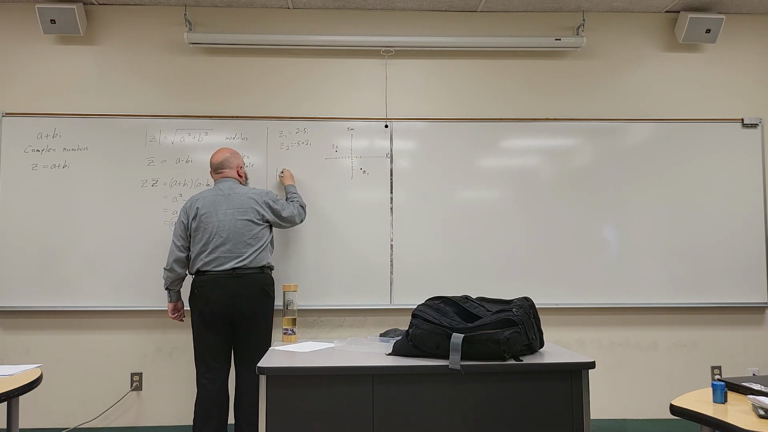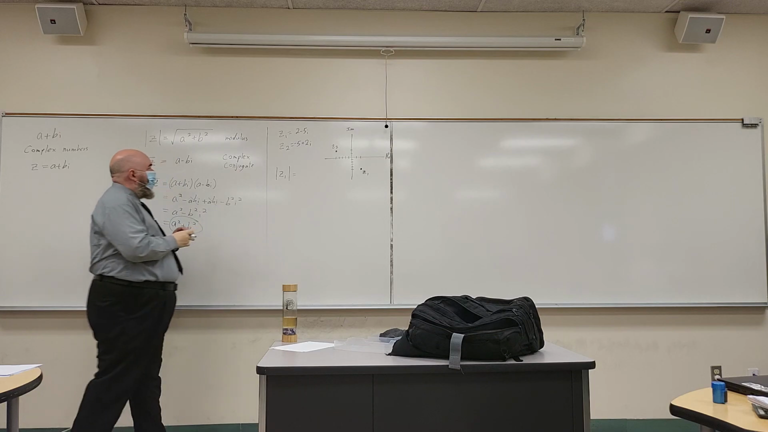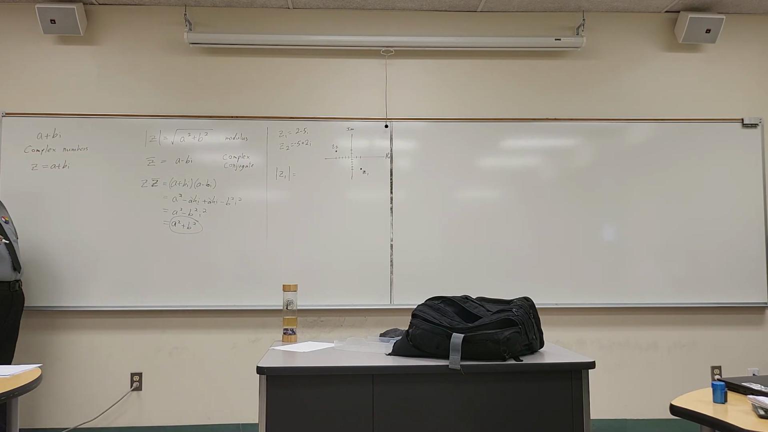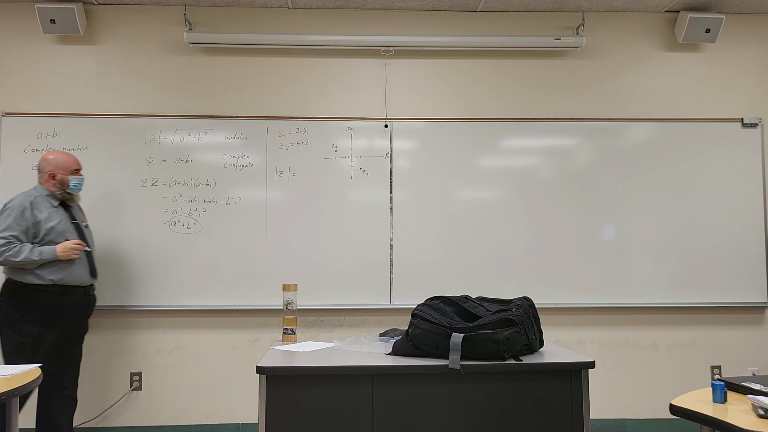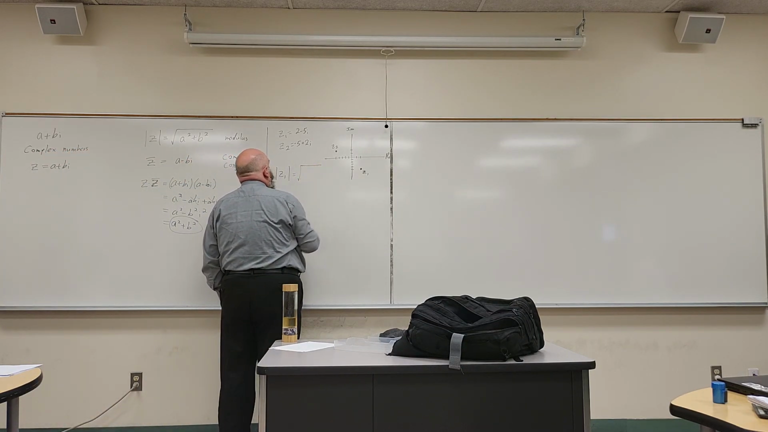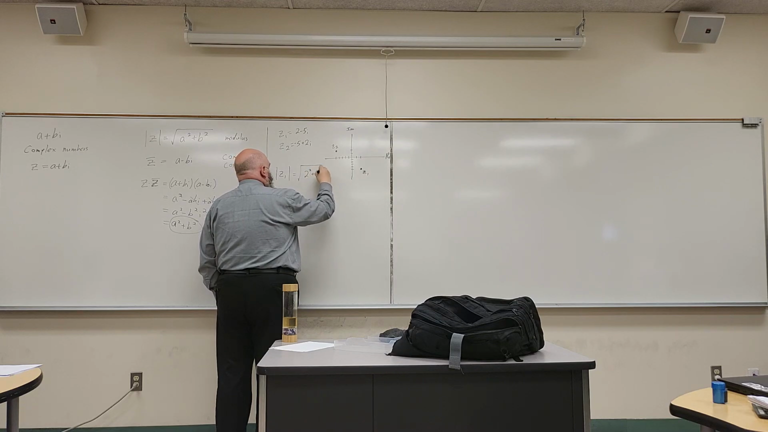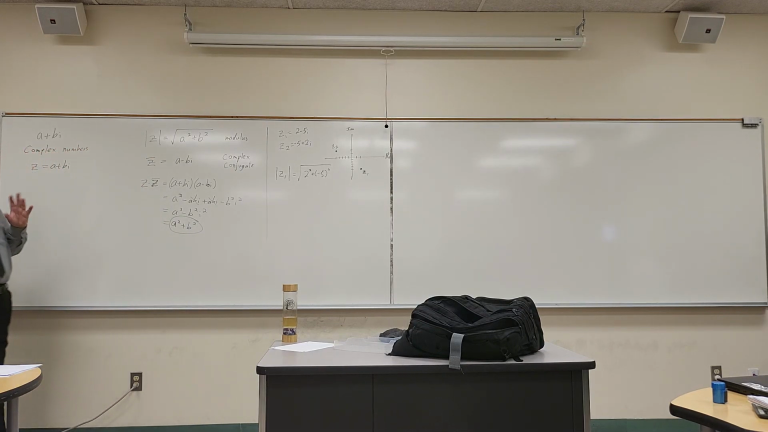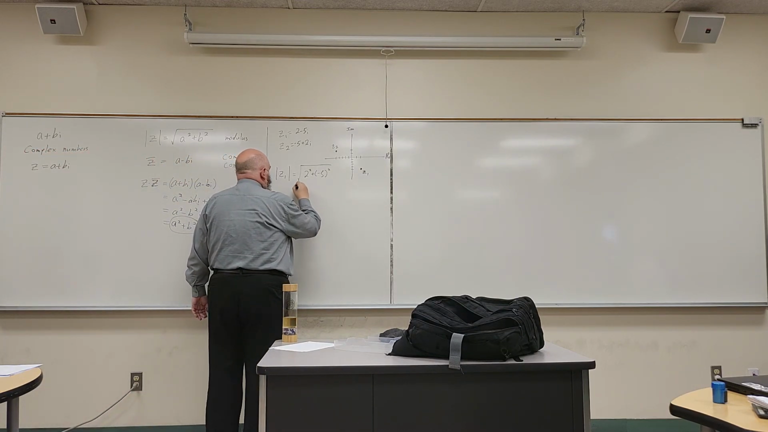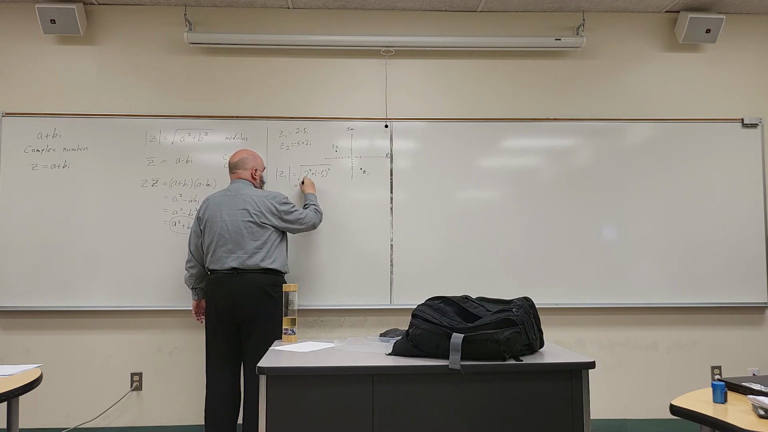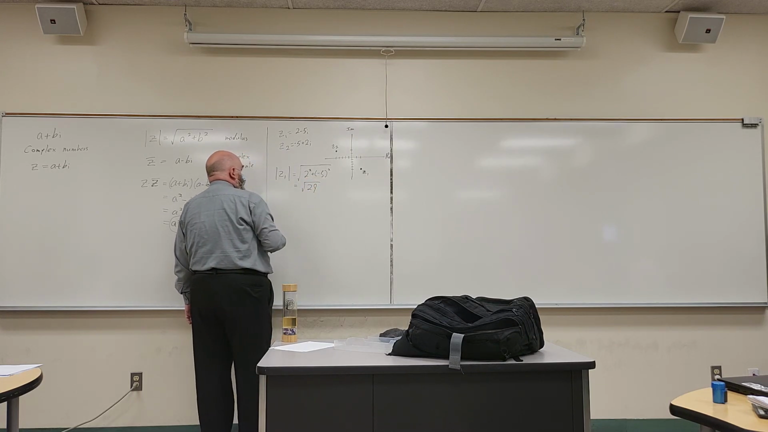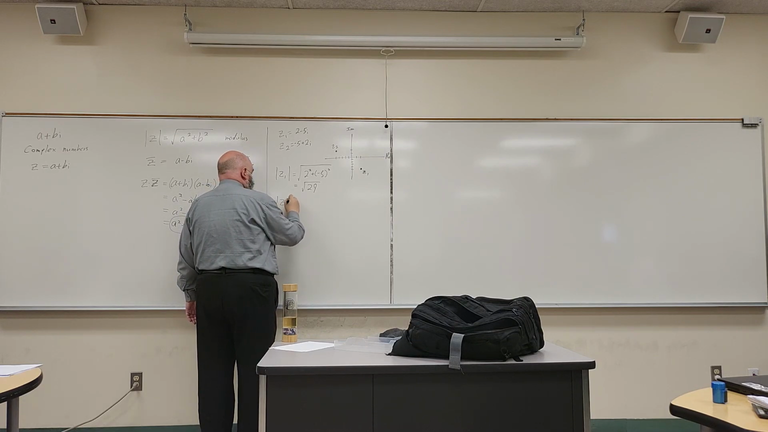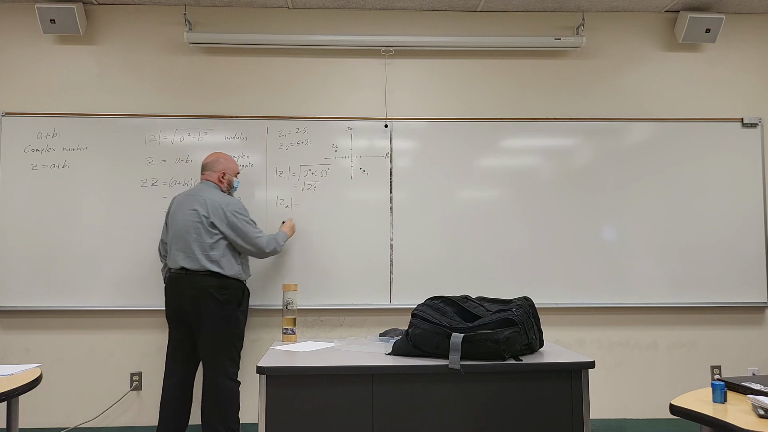If I wanted to find the modulus of Z1, how would I find that? The square root of? Right. 2 squared plus negative 5 squared. The modulus operation does not incorporate the imaginary number at all. Only the coordinates, so to speak. So that would be the square root of 29. What's the modulus of Z2? It's also square root of 29.